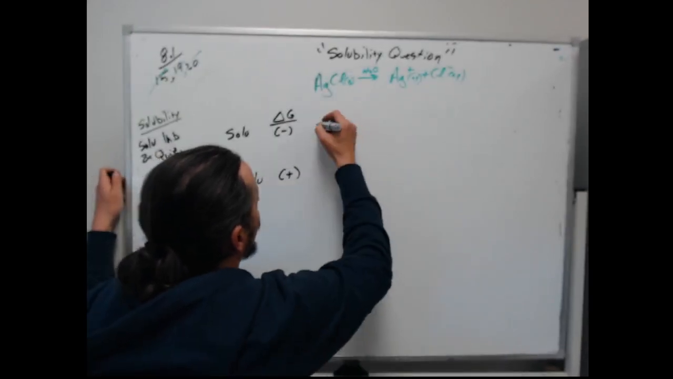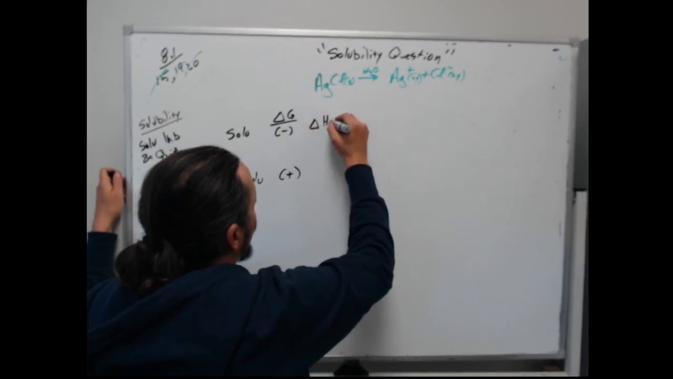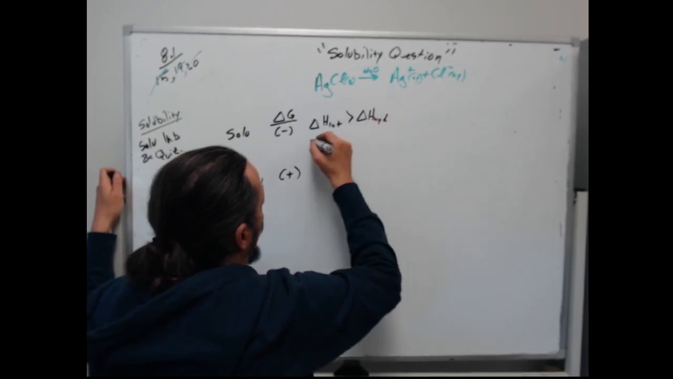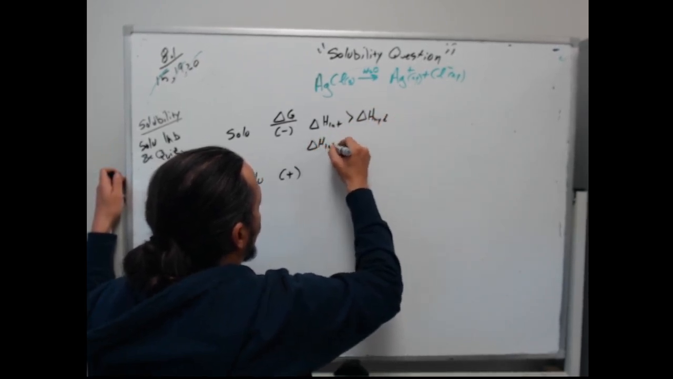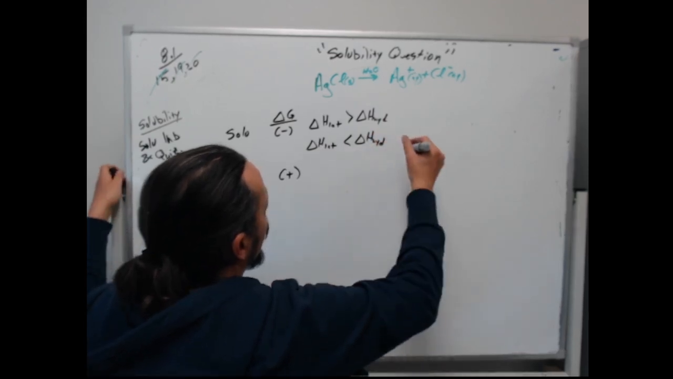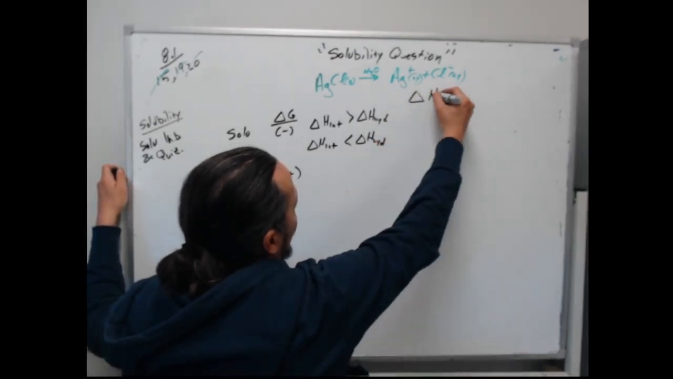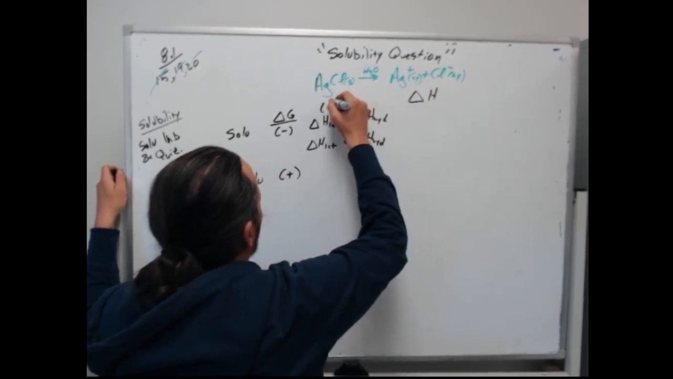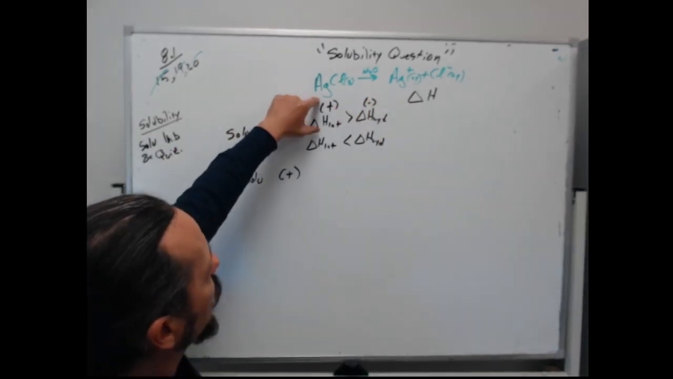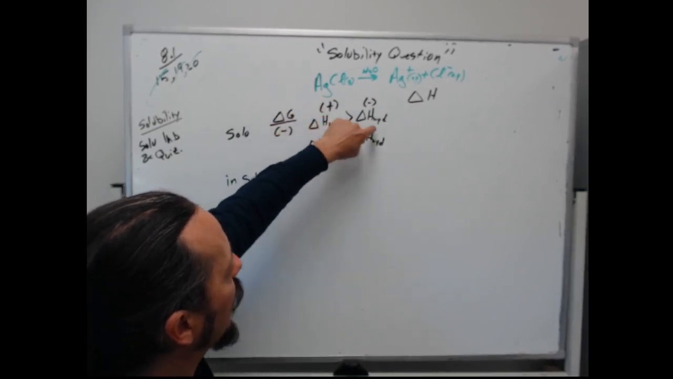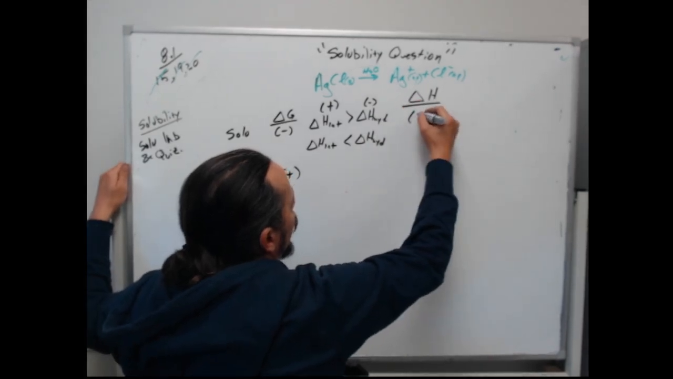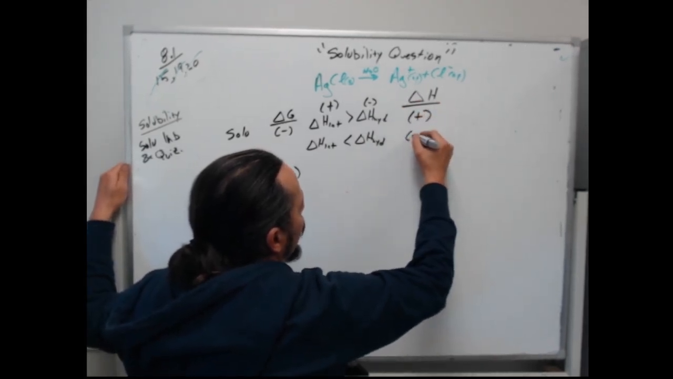In the delta H, we have 2 different situations: delta H lattice greater than delta H hydration, and delta H lattice less than delta H hydration. I still have to do this even though I've done this so many times. I make the bigger one positive, because the lattice energy is always positive, and it's greater than the hydration energy, so that's smaller. So this would be my delta H is positive. This one would be my delta H is negative.